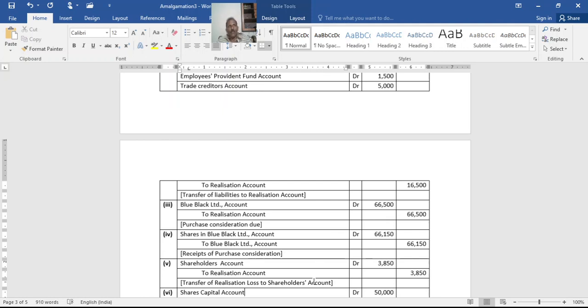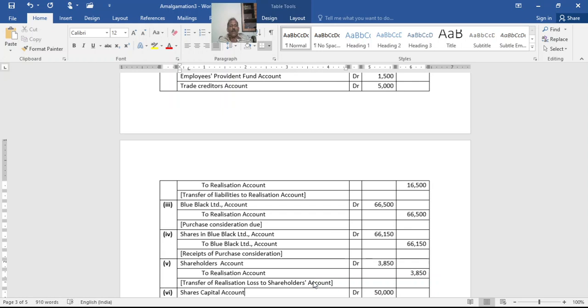Fourth entry, for the settlement of purchase consideration, it is given in the problem that entire purchase consideration settled by the issue of shares. So shares in Blue Black Limited account, new company, debit to Blue Black Limited account. Using third entry, you have given debit to Blue Black. Now to close their account, you have to give credit. Narration being the receipt of purchase consideration, or you can say being purchase consideration received in the form of shares.